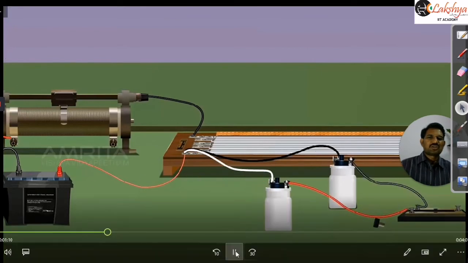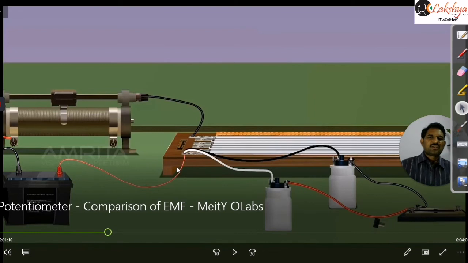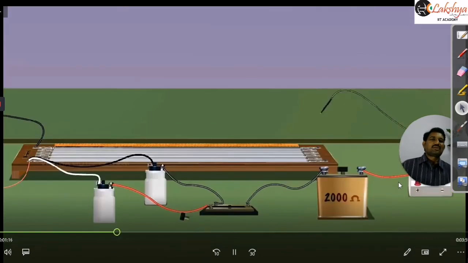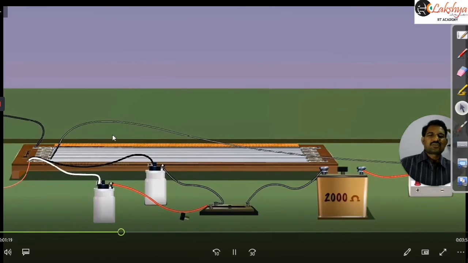So you can observe that the positive terminal of the primary circuit is connected here, and the positive terminals of these two cells are also connected to the same point. Now these two cells are connected to the two-way key, and then that is connected to the high resistance box, and then the galvanometer and a jockey in series with it, right? So these are the circuit connections.